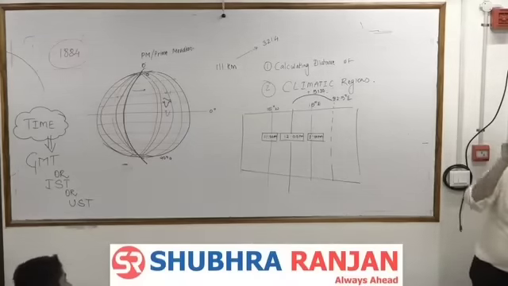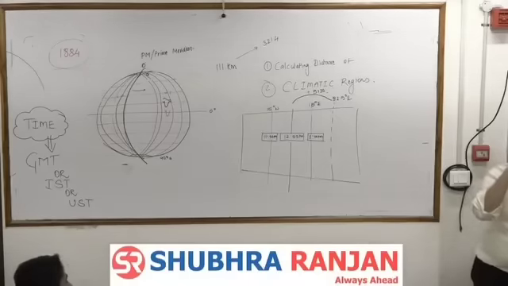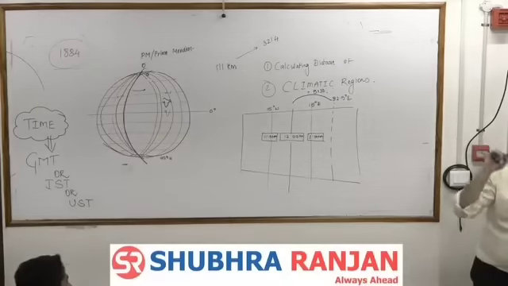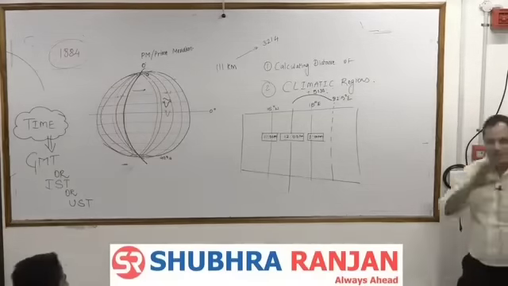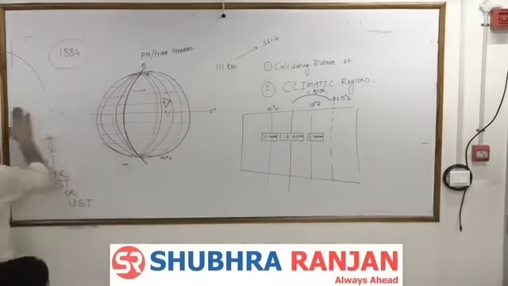France was saying the 0 degree longitude should go through our territory. England was saying no, it should go through our territory. England, being an English speaking nation, got support from USA, and therefore 0 degree longitude goes through England. Had they decided this in Akbar's time or Ashoka's time or Chandragupta Maurya's time, it would have passed through India. So this was done on the basis of which was the most powerful nation at that time.